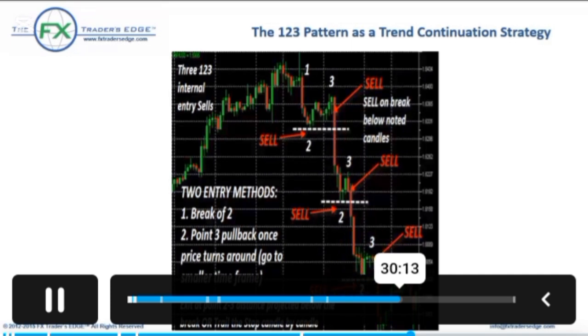Method number 2. Draw your 1, 2, 3 points. Enter at 0.3 once price turns down with a stop above the new 0.1. So here we would enter at 0.3 with a stop above 0.1. Here we would enter above 0.3 with a stop above 0.1. Now here we would enter at 0.3 with a stop above 0.1.